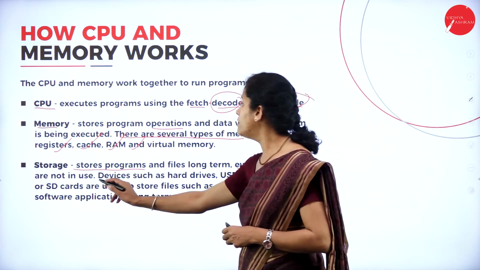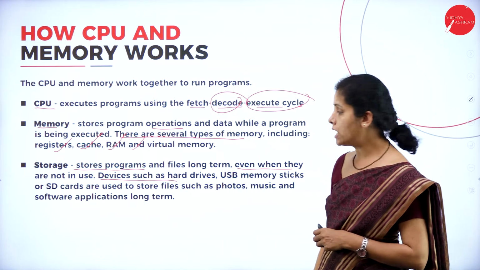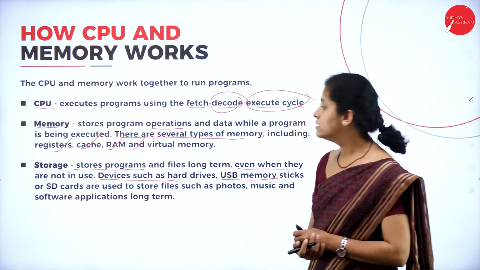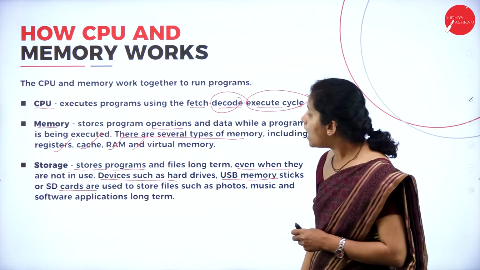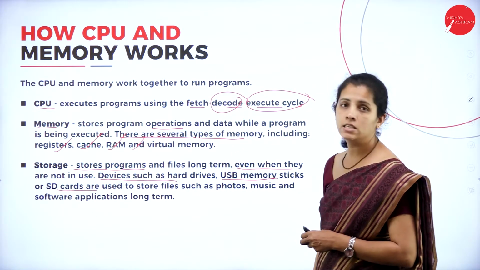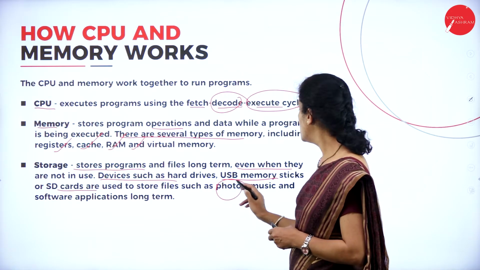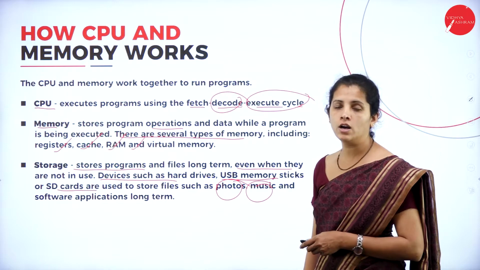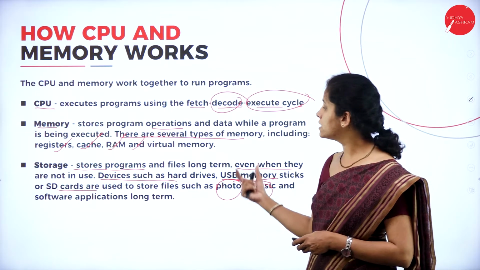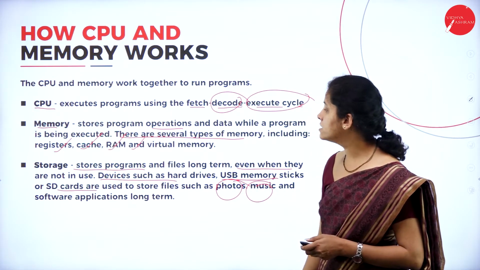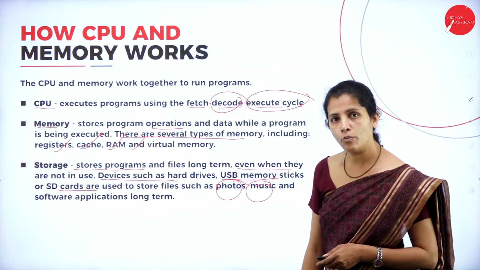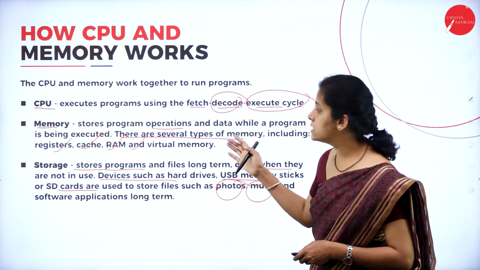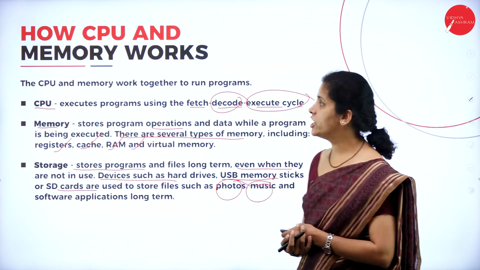So here devices such as hard disk, USB memory stick or SD cards are used to store files such as photos, music as well as software applications for a long time. So which are the examples for storage? That is hard disk, floppy disk, magnetic tape or optical disk. These are the examples for storage.